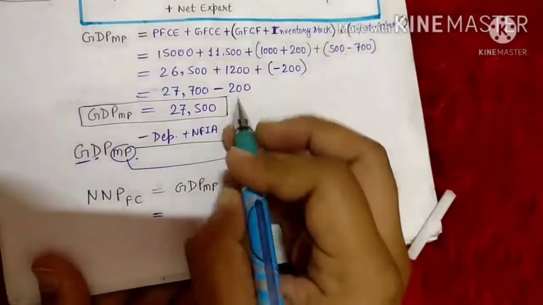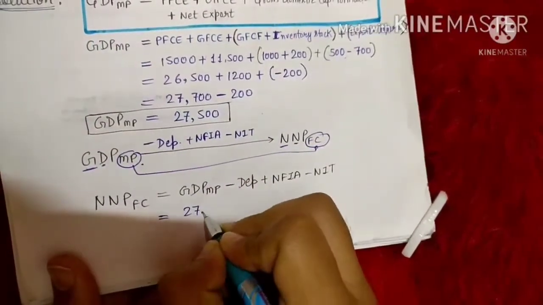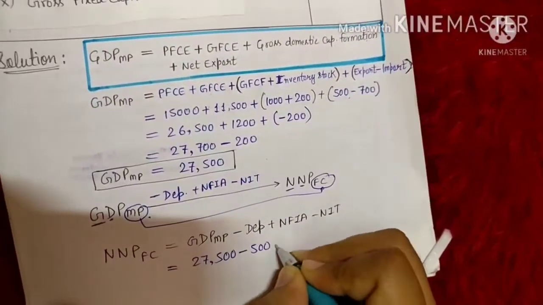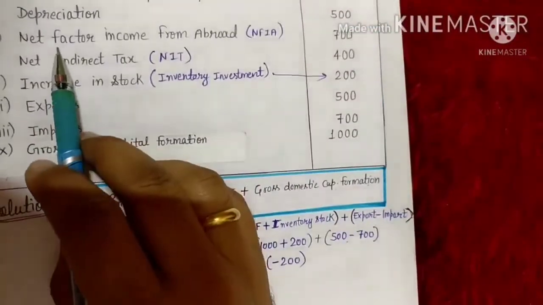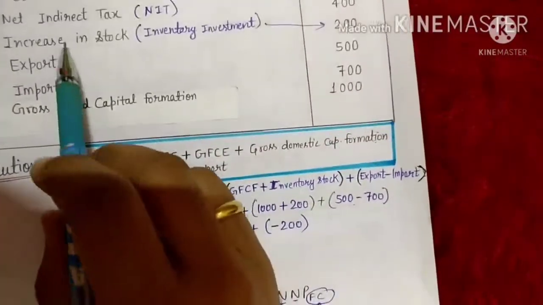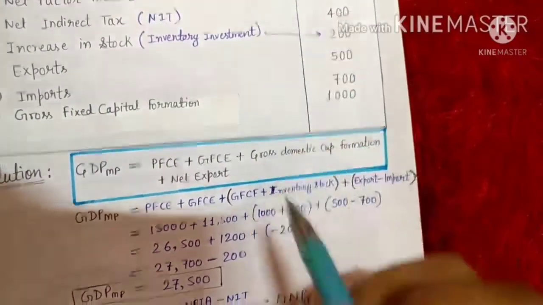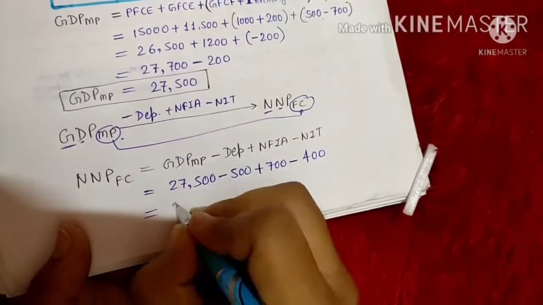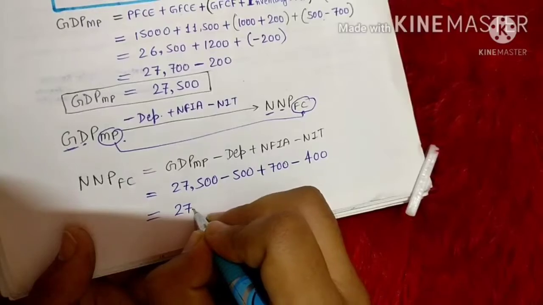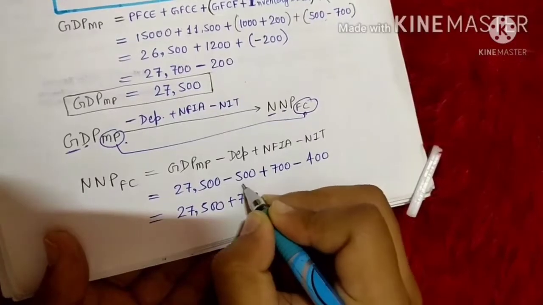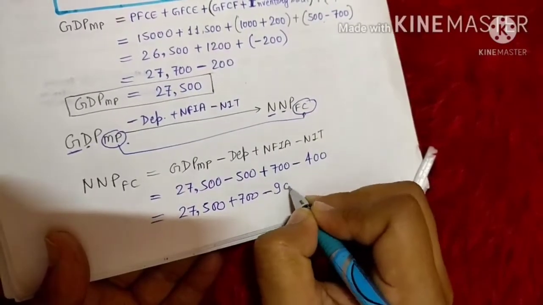GDP at MP we found is 27,500, minus depreciation, which is given as 500, plus NFIA. How much NFIA is given here? Net factor income from abroad is 700. At last, minus NIT. How much NIT is given? 400. So it will come to 27,500, here we can write plus 700 first, then minus 500 minus 400, which becomes minus 900.